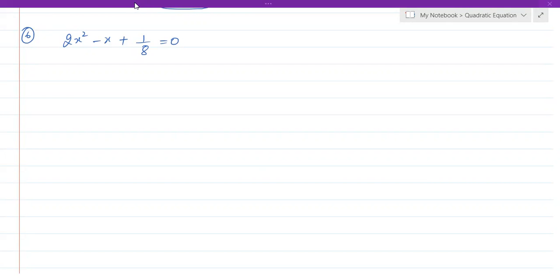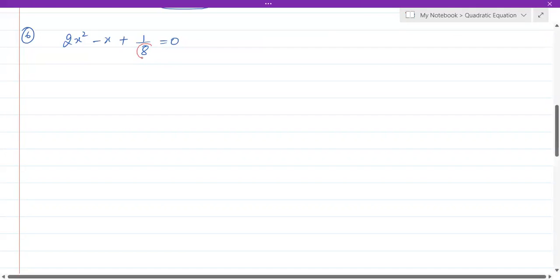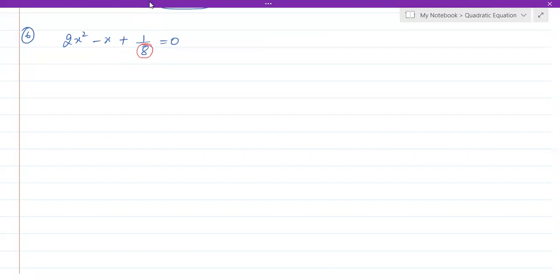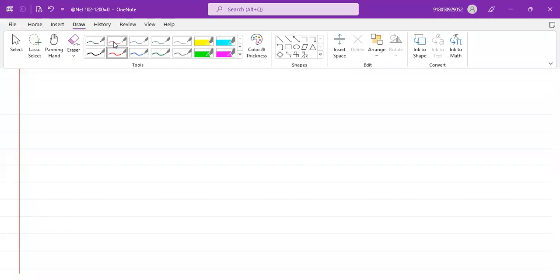So which is giving us more trouble here? It is actually this 8, isn't it? If this was not there, we could have easily solved it. So what we are going to do is eliminate this 8. How do we eliminate it? I'm going to multiply throughout by 8 so that this 8 gets cancelled. Okay. So let me multiply throughout by 8.